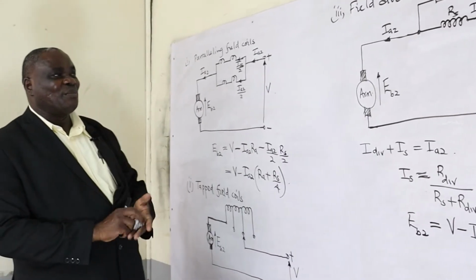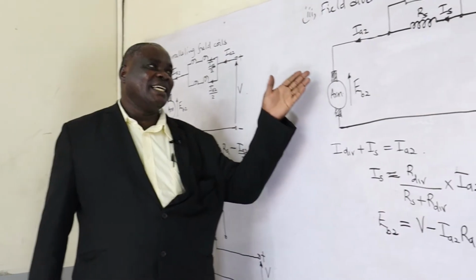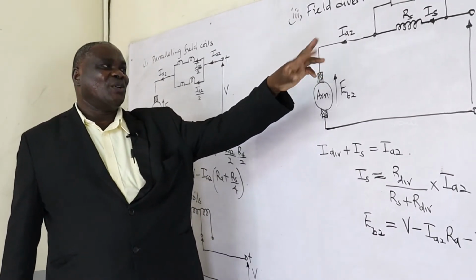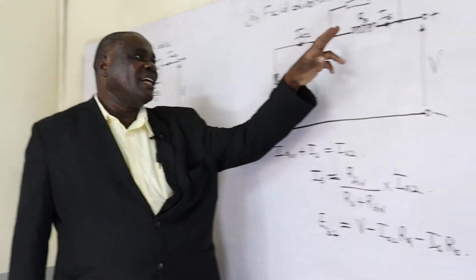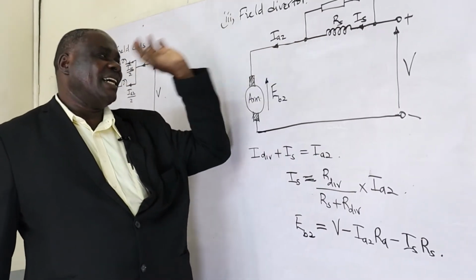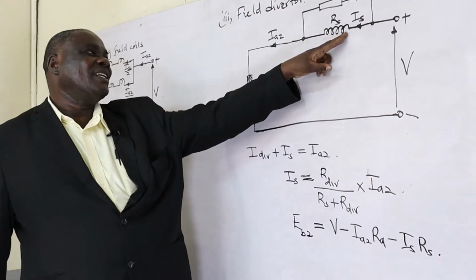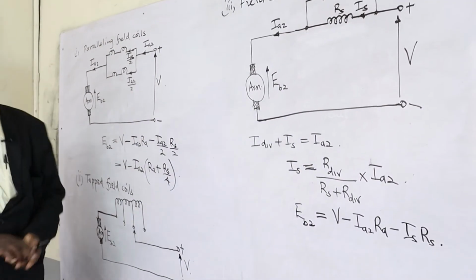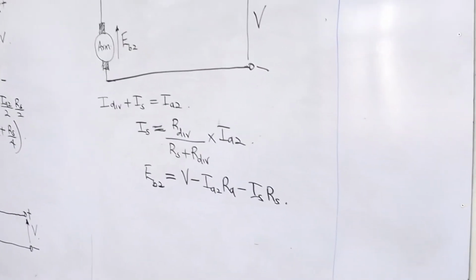And this will also bring what we call an increase, because we are just trying to reduce the field current that is going through our field coil. That is it. So we go to part 4.